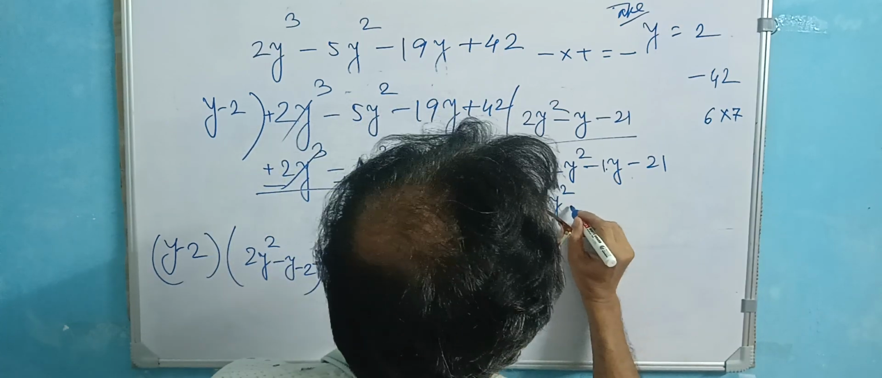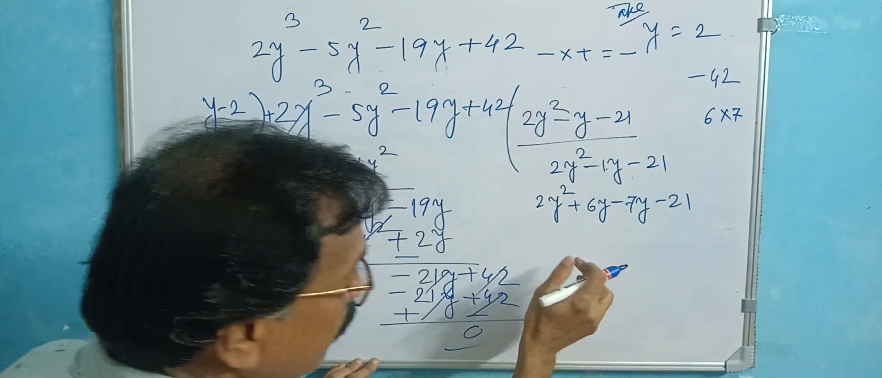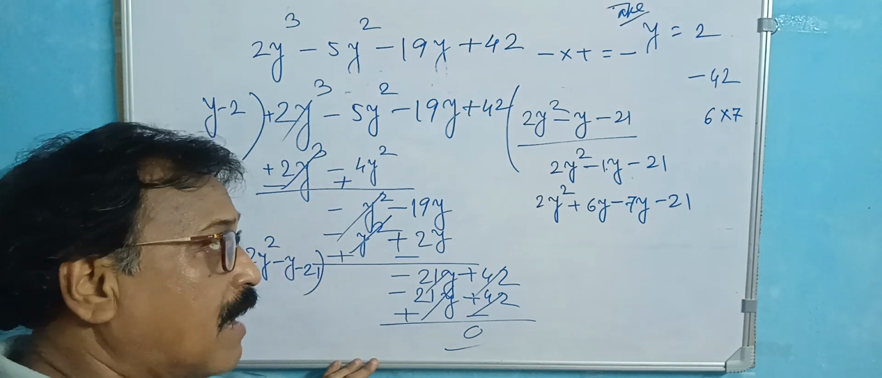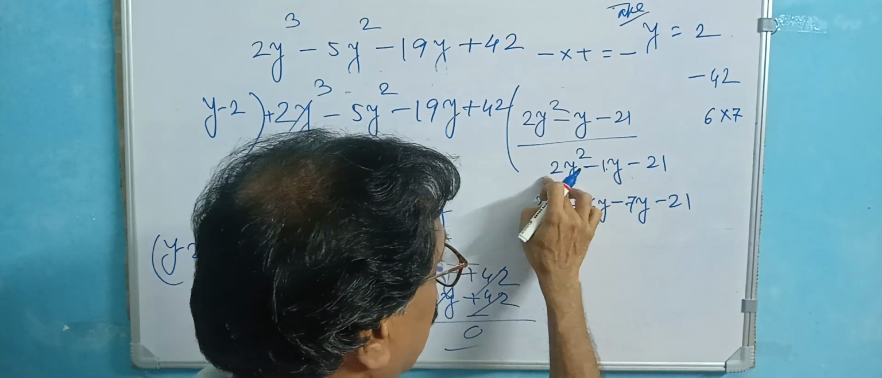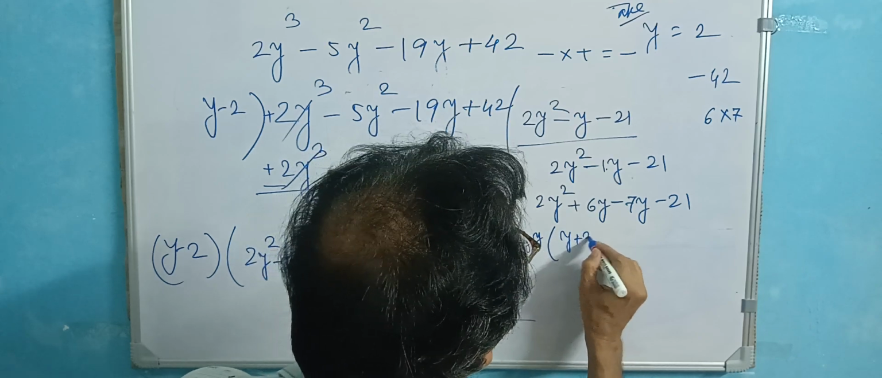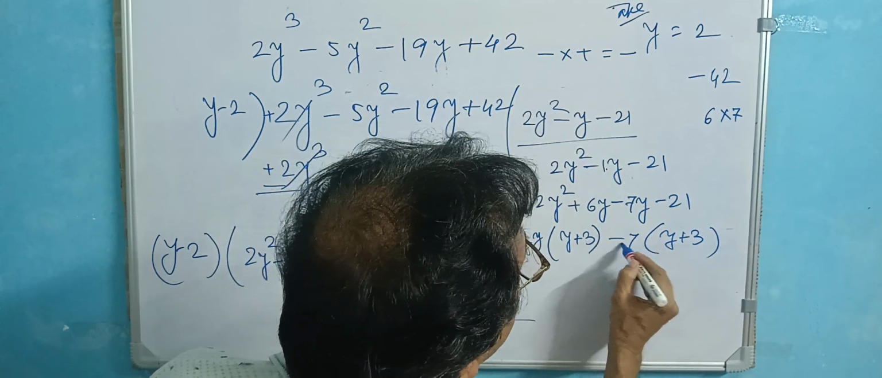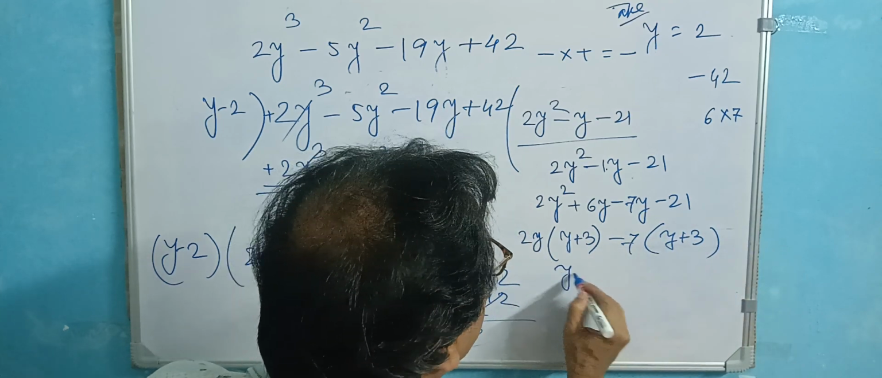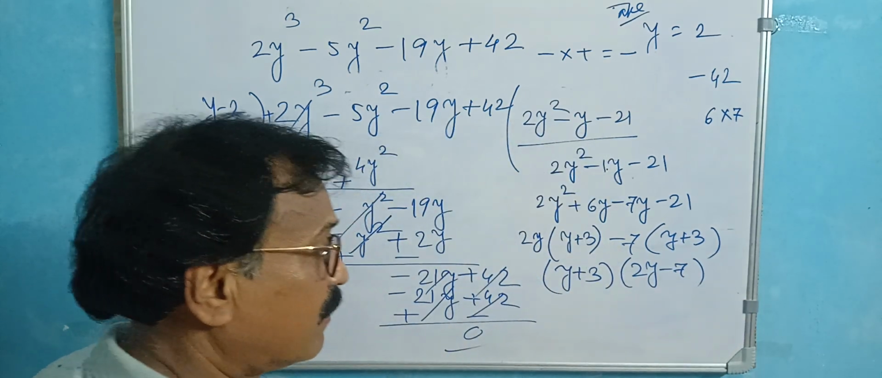So 2y square plus 6y minus 7y minus 21. Just to break. So this is the opposite sign subtraction, plus 6y minus 7y. So minus 1y is coming, and 6 into 7 is 42, y square. Here is minus 21. Okay, so just take common. 2y is common. Here is y plus 3. Here is also y plus 3. Right, already. So this is minus 7. Just you check. Minus 7y, minus 7 into 3, minus 21. So further, y plus 3, and 2y minus 7 is the other factor.